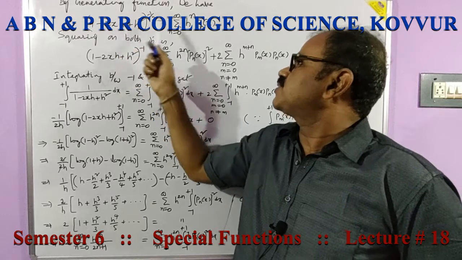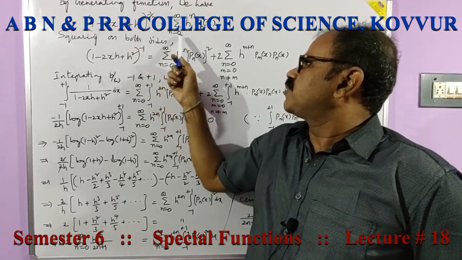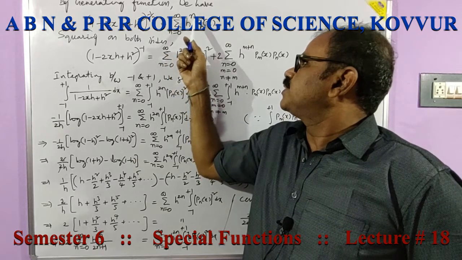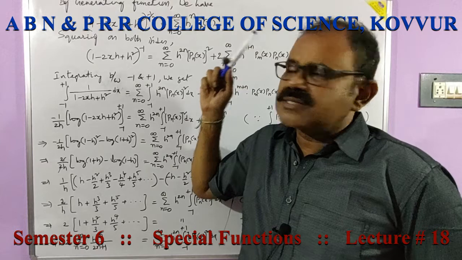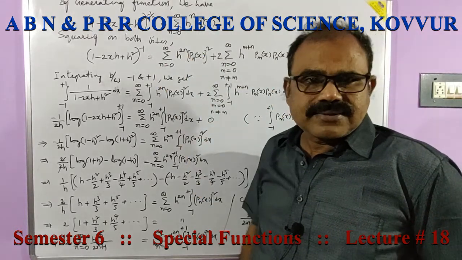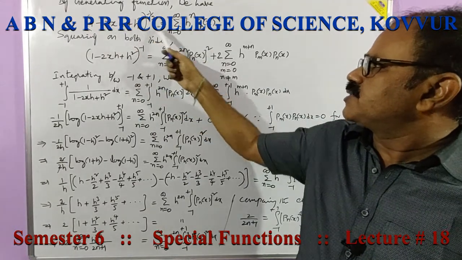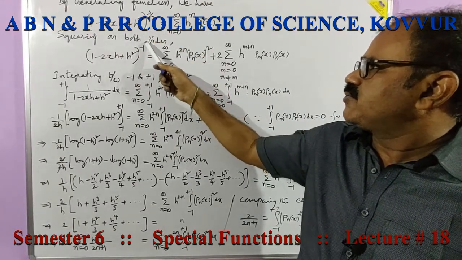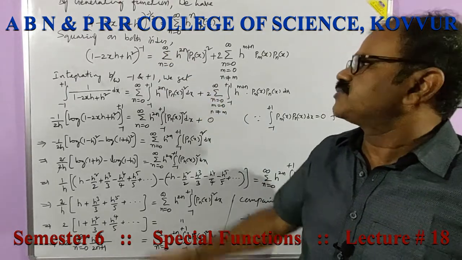Since it is the generating function, we may write 1 minus 2xh plus h square to the power minus 1 by 2 is equal to the sum over n from 0 to infinity of h power n Pn(x). Here the coefficient of h power n is Pn(x). Considering this, and squaring this equation on both sides, what do you get?